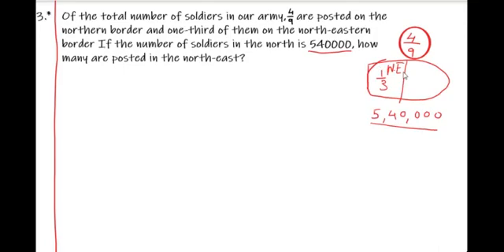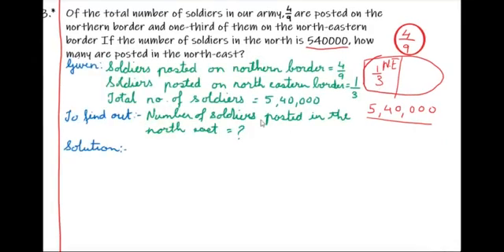If the number of soldiers in the north, means if the total number of soldiers in the north is 5,40,000, how many are posted in the northeast? Means this 1 upon 3 fraction, it is given in fraction. We have to find it in number. How to find it? Let's see. First we will write the given. Given is soldiers posted on the northern border. How much are they? 4 upon 9. So it is equal to 4 upon 9.